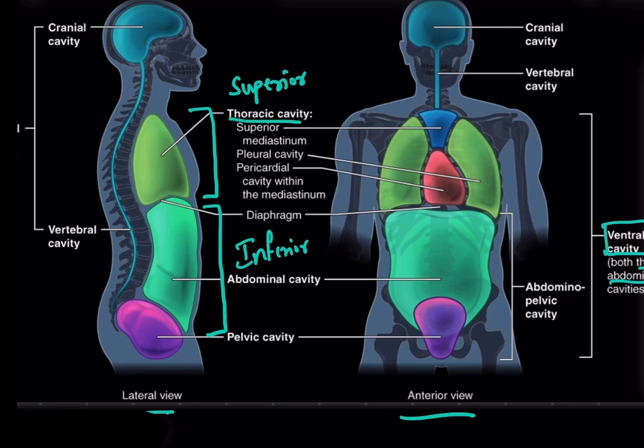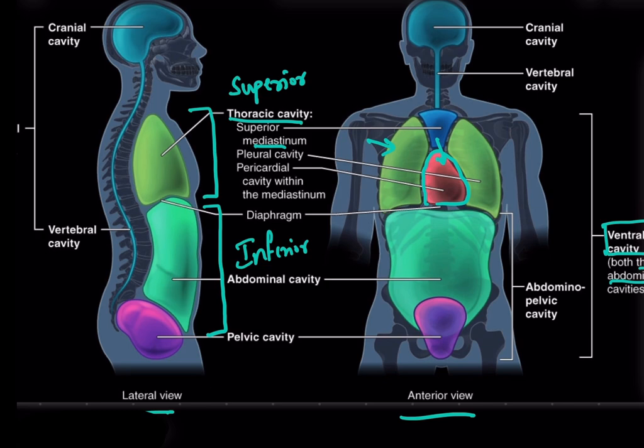Now, the thoracic cavity is further subdivided into the mediastinum. Then we have the cavity that encloses the lungs, and also we have the cavity that encloses the heart that falls within the mediastinum. Right? So this is the thoracic cavity. Moving down to the abdominopelvic cavity. The abdominopelvic cavity is the largest cavity in the human body.